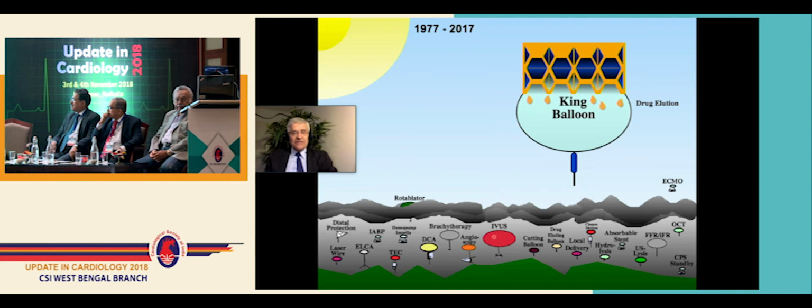There are 2 exceptions. The rotablator is still peeking through the clouds here, and the rotablator is really solving a very rare case where you cannot pass with any sleek balloons, or you can pass, but even at 40 bar, which is the maximal pressure limit of some of the modern balloons, you cannot crack a circumferentially calcified lesion. But in a busy center like here in Bern, where we do about 3,000 PCIs a year, we need the rotablator maybe 2 or 3 times a year.